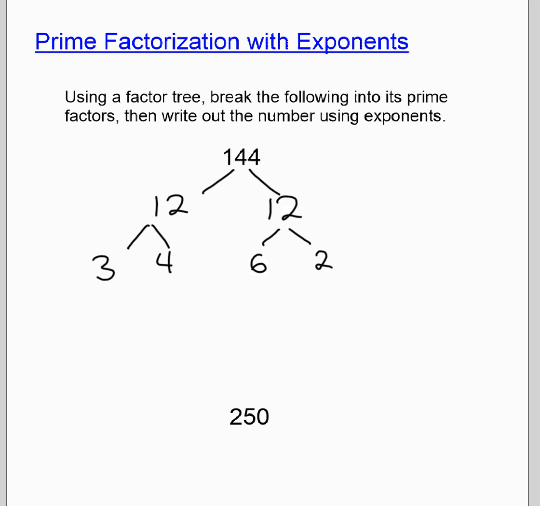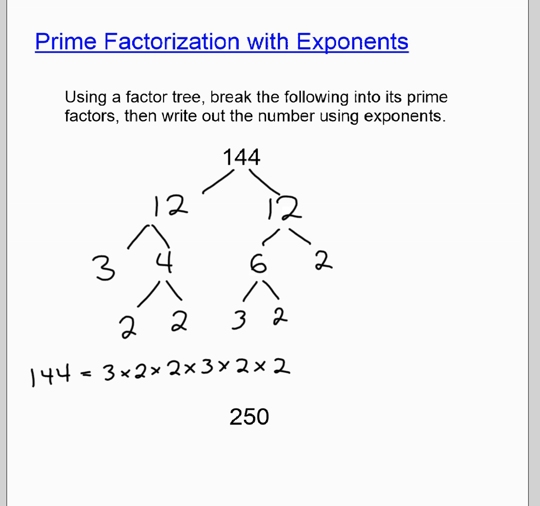You don't have to keep going with the 3. 4, however, you can keep going, so you're going to break the 4 down even more. The 6, again, you could break that down, but the 2 you cannot. Now, if you look, you've got a 3, a 2, a 2, a 3, a 2, and a 2. Those are all prime numbers, so you know you are done. So if you had to break the number 144 up, you would say that 144 was equal to 3 times 2 times 2 times 3 times 2 times 2.